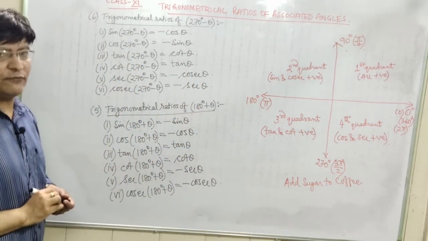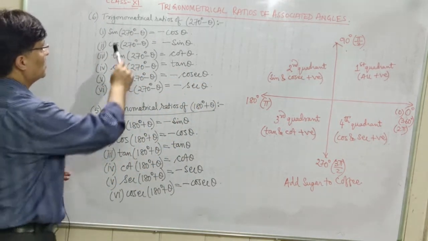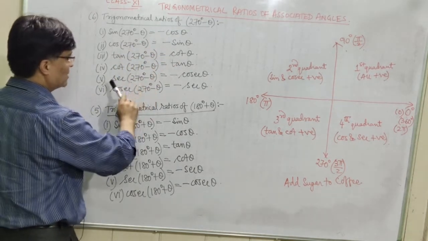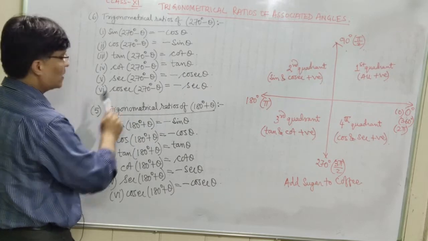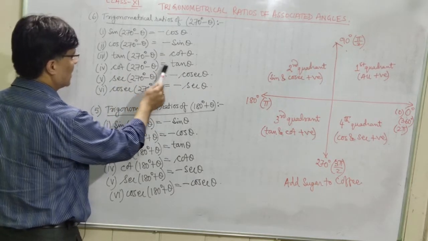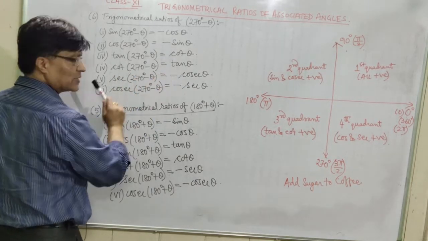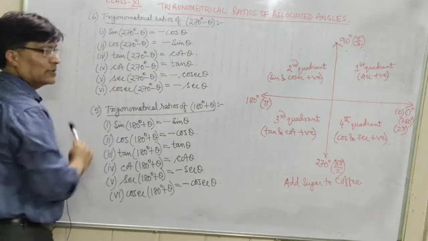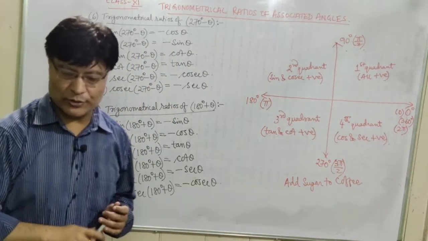So these are the formula. Okay. Your sine changes to cos, cos to sine, tan to cot, cot to tan, sec to cosec, cosec to sec. Tan and cot are positive in this case, but sine, cos, sec and cosec are all negative in this case. I think you have understood it.